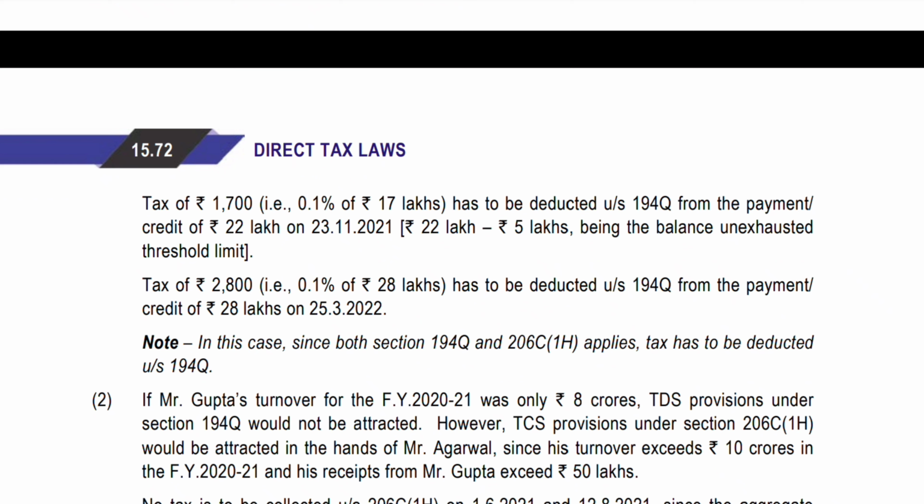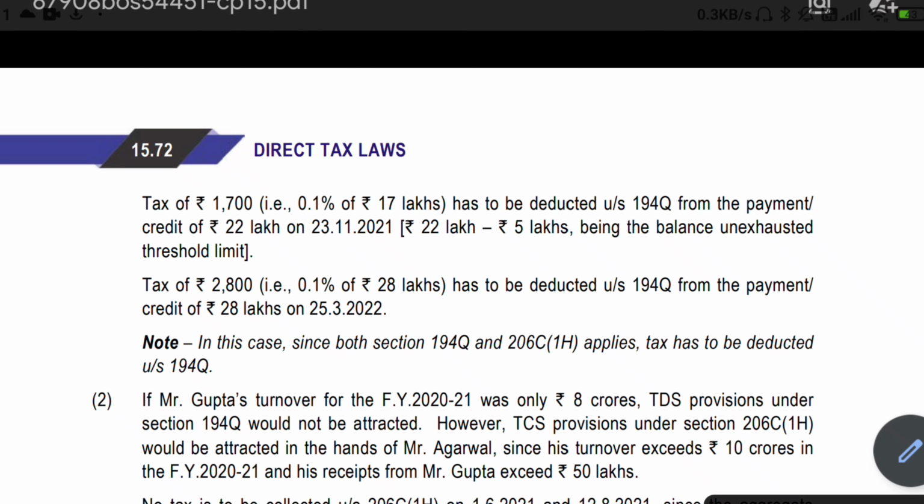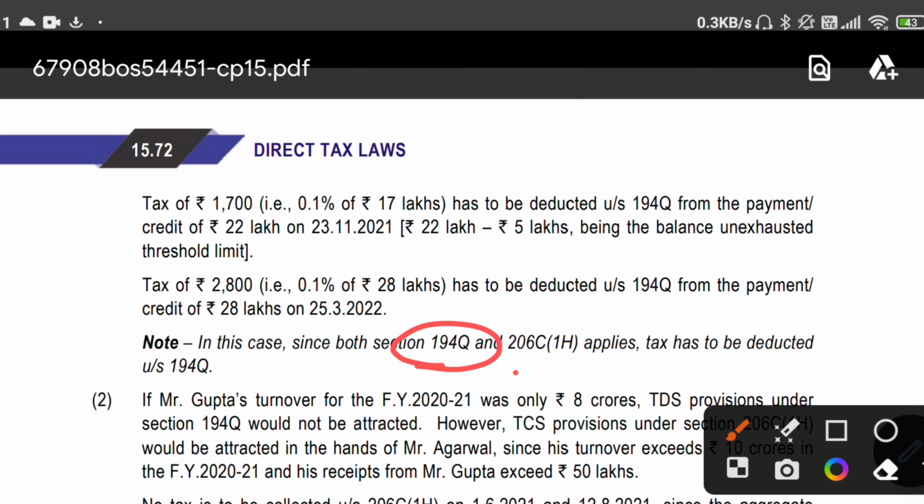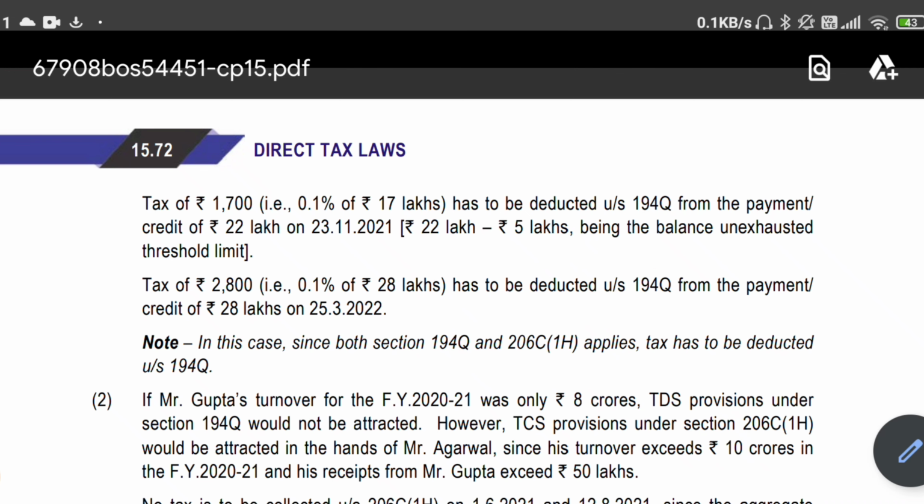Okay, because both section 194Q and 206C(1H) apply, and this is the only section on which 194Q will prevail. Okay, if both sections are applicable, then 194Q will be applicable.